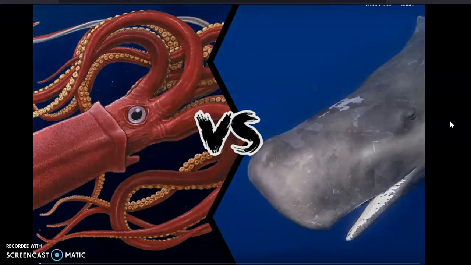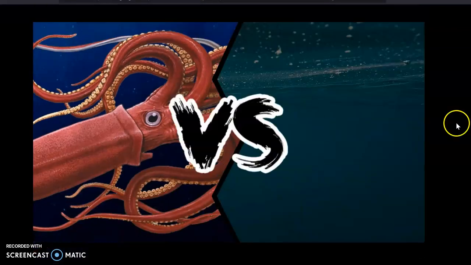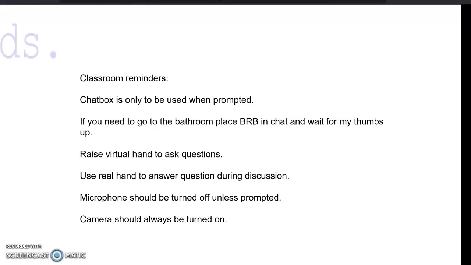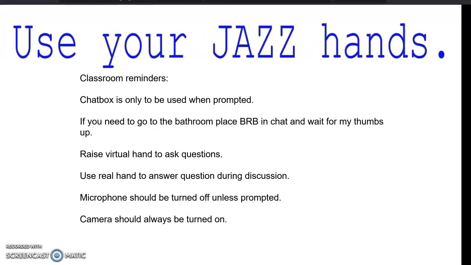Before we get started reading, let's just do a quick classroom reminder. The chat box is only to be used when prompted. If you need to go to the bathroom, place BRB in the chat and wait for my thumbs up. Raise your virtual hand to ask questions and use your real hand to answer questions during discussion.